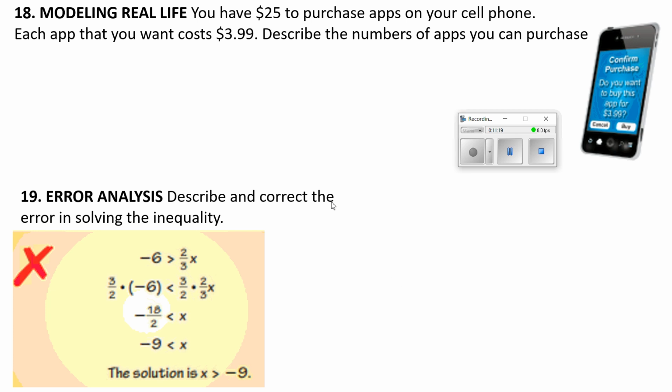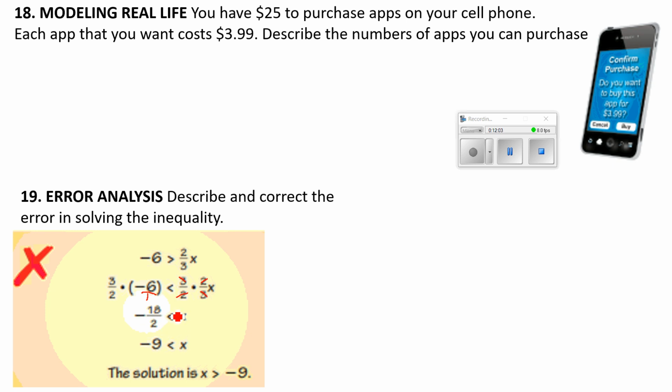It says describe and correct the error in solving the inequality. Let's walk through this one. First, it says we have negative 6 is greater than 2 over 3x. We multiplied 2 over 3 to the inverse, which is 3 over 2. This allowed us to go ahead and get rid of our 3's and our 2's and keep our x here. Remember, if we multiply one side to 3 over 2, it's only right to do it to the other side. Now I have a 3 times a negative 6, and that should give me a negative 18. And then we have a 2 times a 1 because this negative 6 is over 1. And that gave us 2.